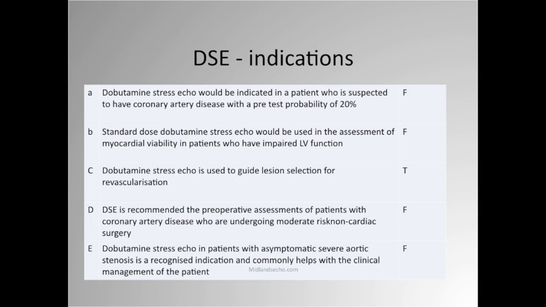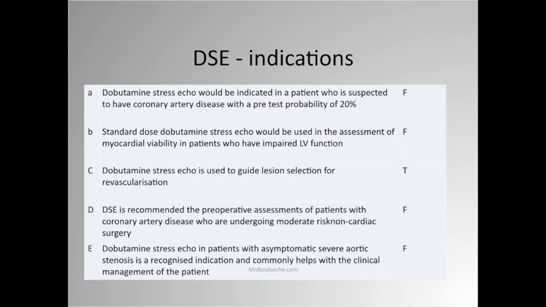Dobutamine stress echo can be used to guide lesion selection for revascularization. That's true. That is to say, it's sometimes used in people who have multivessel coronary disease and angina to try and identify which territory is causing the angina, so they undergo focused revascularization or focused angioplasty rather than angioplasty in many vessels.